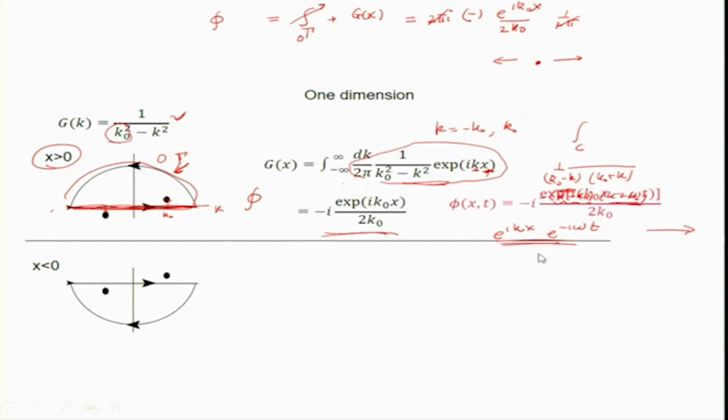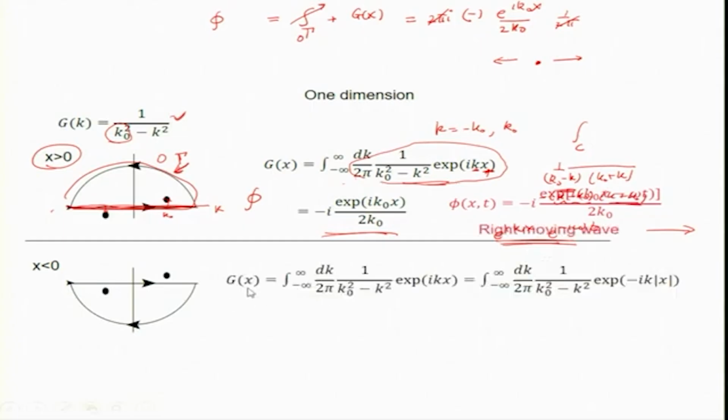Now, for x less than 0, what do I do? Now, here imagine this x is less than 0, negative. Now, which side should I close the semicircle? Bottom, right, because x is negative, Jordan's lemma again. So, I close it from the bottom and do the algebra, then you find that my answer is this.